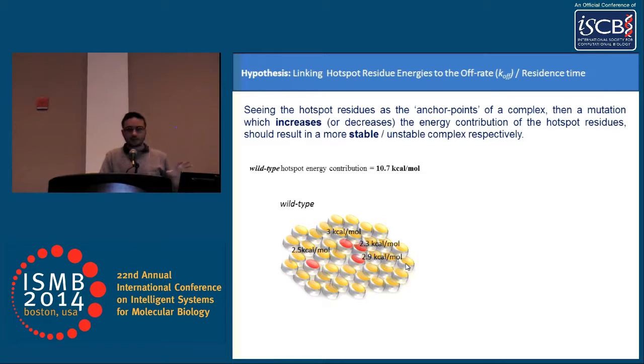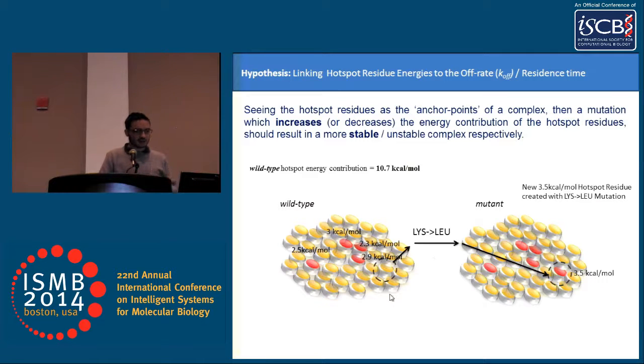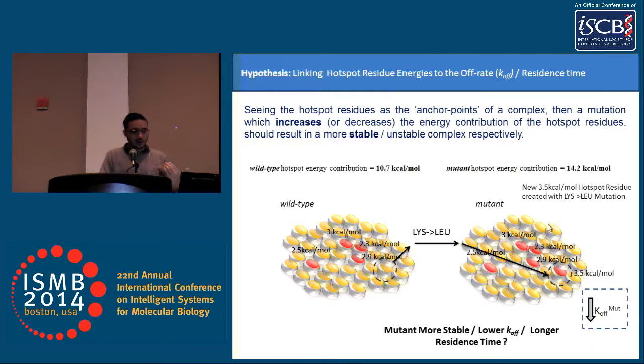Now remember, this is a protein complex to which we want to apply a mutation and predict the change in off rate. So let's say this is a lysine to leucine mutation on this residue. We apply the mutation, rescan the interface for hotspots, and let's say this mutation realized another new hotspot. So you sum the contributions again, and in this case it's 14.2 kcal per mole. So the mutant complex has a higher hotspot energy contribution than the wild type complex, and according to our hypothesis, this mutant interface would be more stable through a lower K-off and a higher residence time.